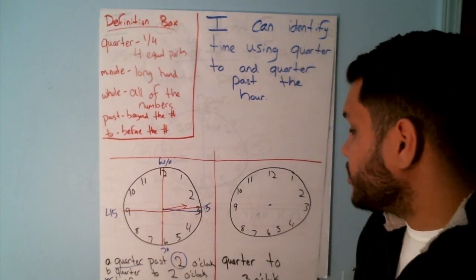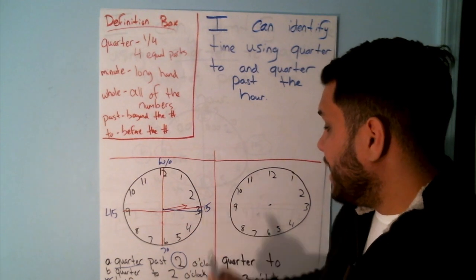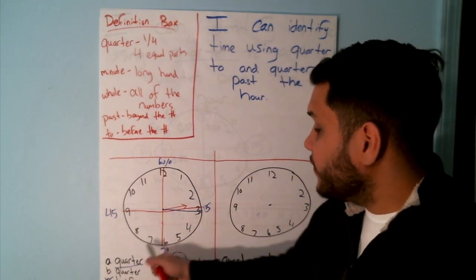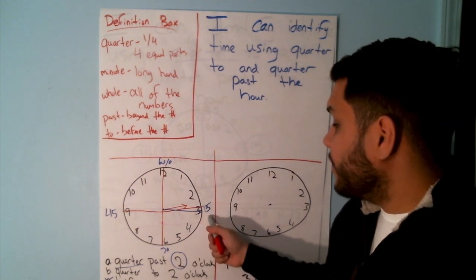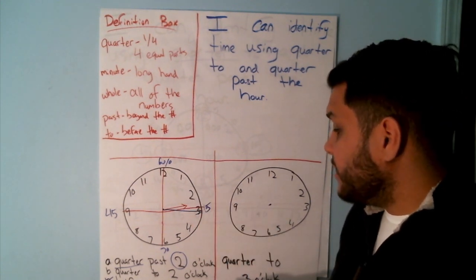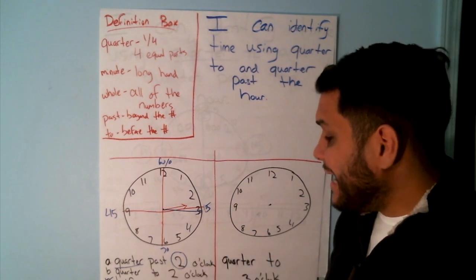So 2:15 o'clock. Well, I am in the hour of 2, and I know that I moved a quarter because I am pointing at the 15th minute of that hour. So it is 2:15. This lets me know that A is the correct answer.